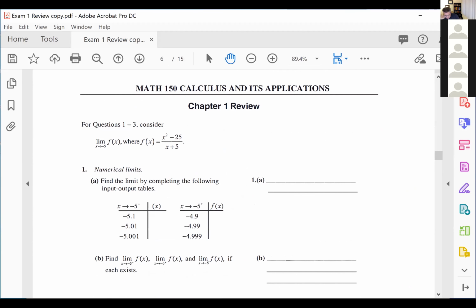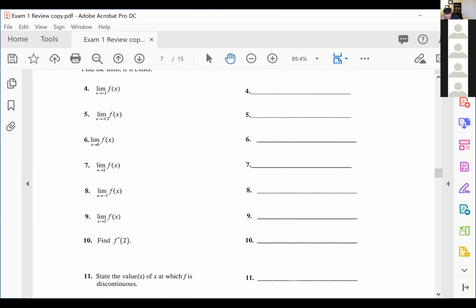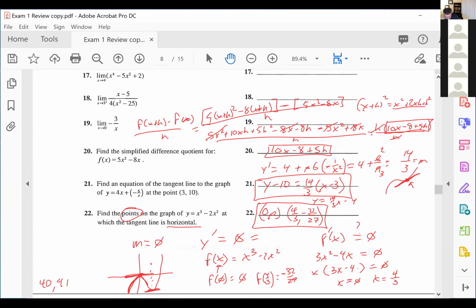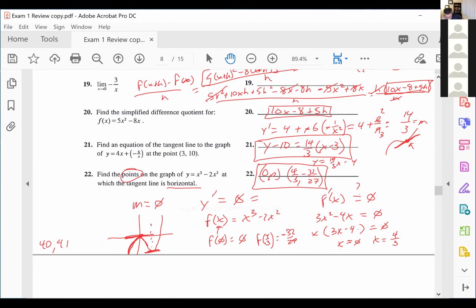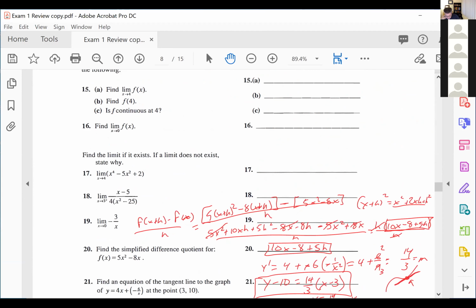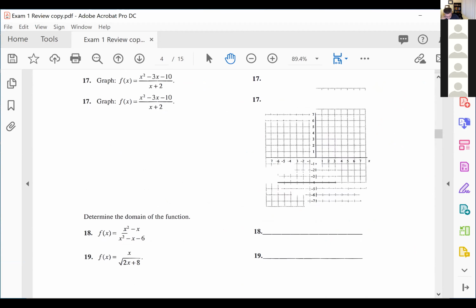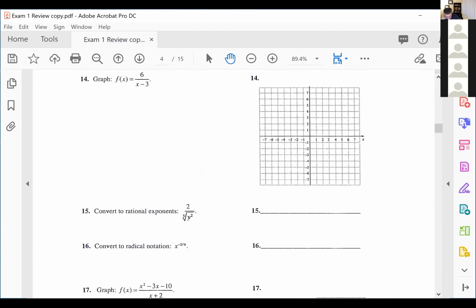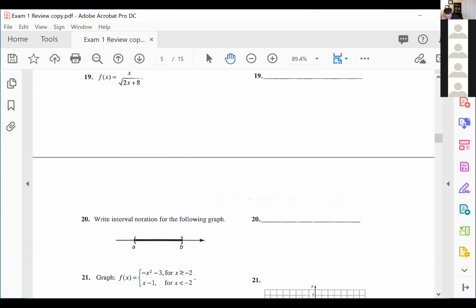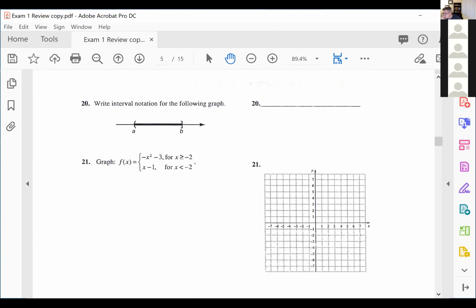And then 21 on chapter R. I already did 21 on chapter R, I believe, is that right? No, that's chapter 1. Sorry. Oh, okay. Graph this guy. So, yeah, let's graph this guy.